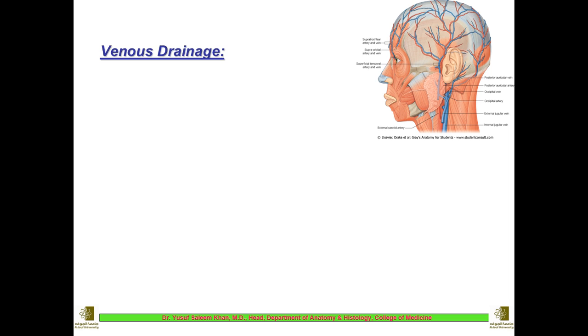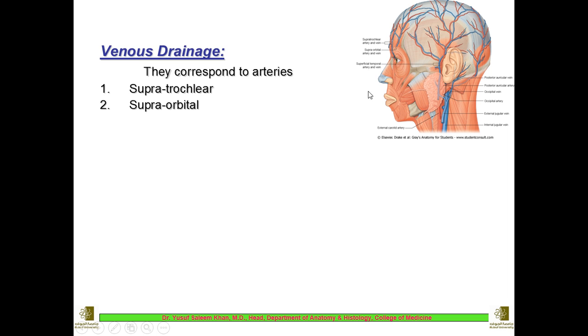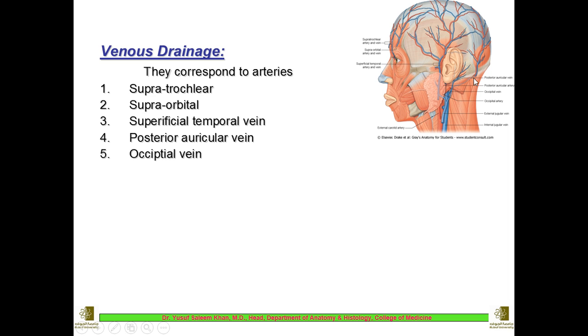Coming to the venous drainage, it is very similar to that of the arterial supply. So they correspond to the arteries. So there is the supratrochlear vein as well as the supraorbital vein, both along with the supraorbital artery and trochlear artery. So these are the two veins which will be draining the area in front of the scalp. Then we have the superficial temporal vein, which is along with the superficial temporal artery, which will be draining here. Okay, then we have the posterior auricular vein, just like the posterior auricular artery. Behind is the posterior auricular vein, and then we have the occipital vein.